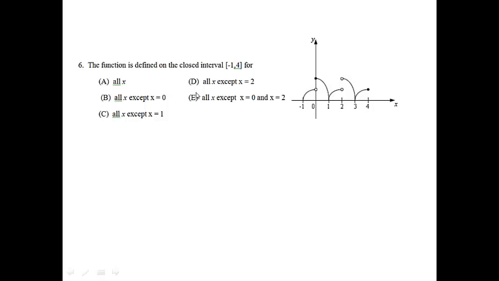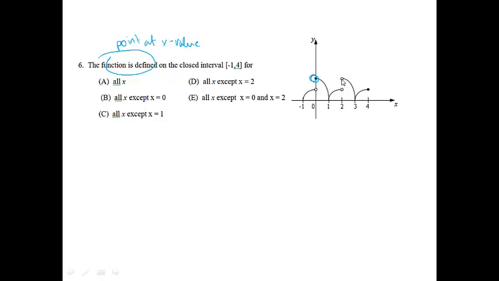The function is defined on the closed interval -1 to 4 for lots of different choices. Okay, so if the function is defined, that means there is a point at the x value. So I just need to see all the points that are in question. If I look at x equals 0, even though the graph is not connected, there is a point there because there's a dot at x equals 0. At 1, we've got something going on, but there's something going on there.